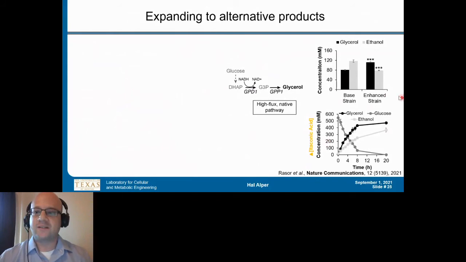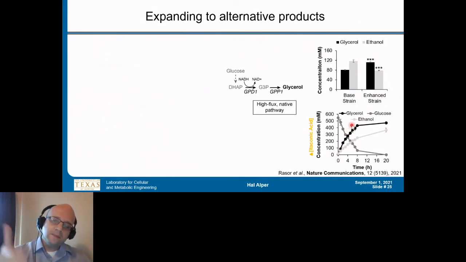And as expected, our lysate from the enhanced strain was able to produce substantially more glycerol and less ethanol than our starting point. And we're able to optimize that in a time course as well, where we're able to get significant amounts of glycerol. That was a high flux, more native pathway that we can rewire.